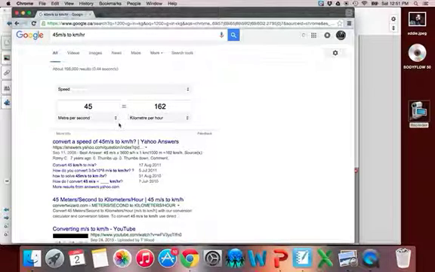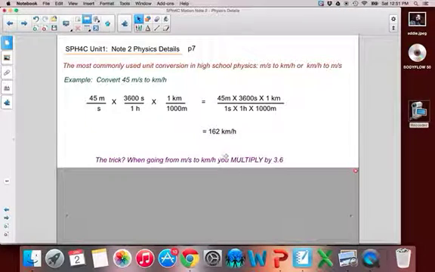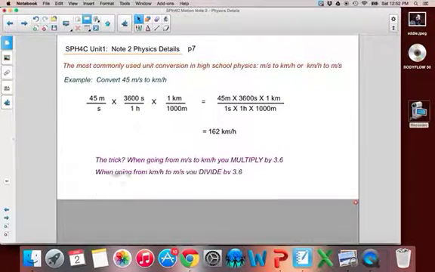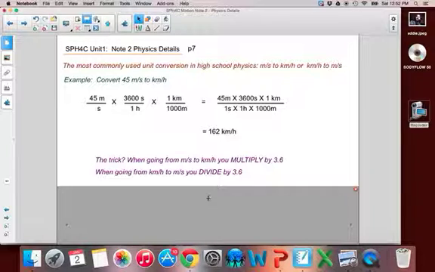If you want to use the Google Converter, I'm totally fine with that. If you want to remember that rule, most of the conversions we do are 1,000, right? From kilometers to meters, or centimeters to meters would be 100. A lot of them you could probably do in your head, but this one is the most common one. Going meters per second to kilometers per hour, you multiply by 3.6, and if you're going from kilometers per hour to meters per second, you divide by 3.6.